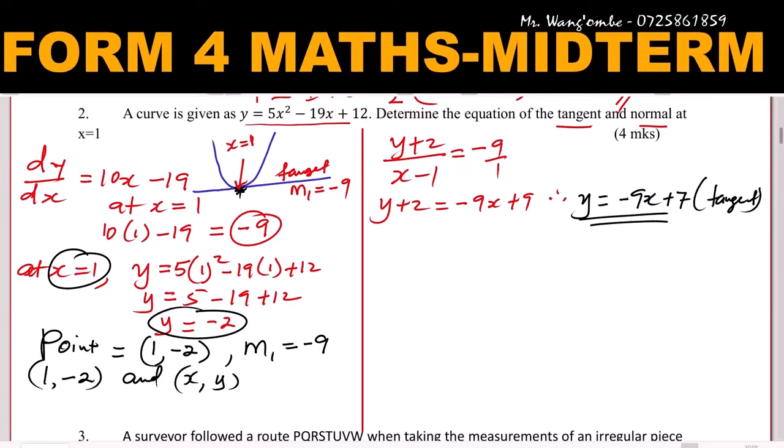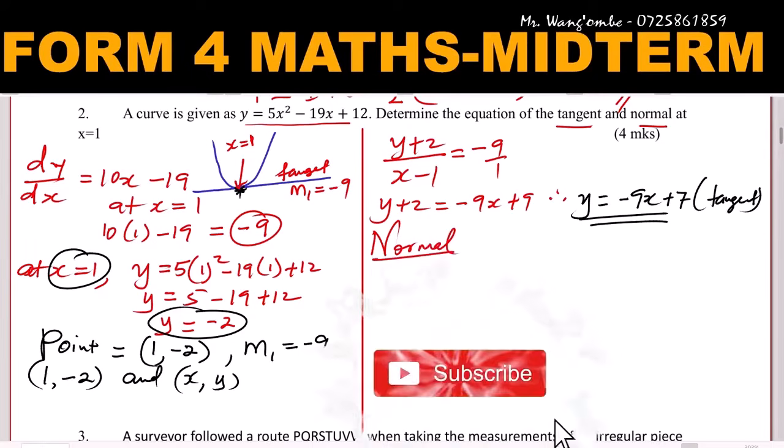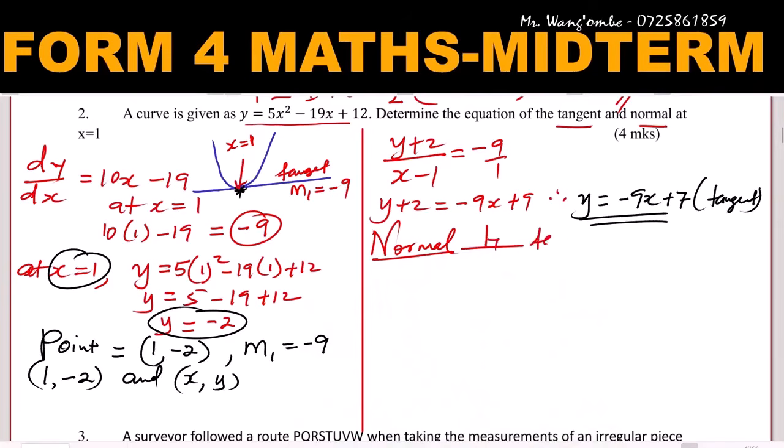Now let's go to the normal. The equation of the normal. So one thing you need to understand is that the normal is perpendicular to the tangent. And since we know the relationship between two lines that are perpendicular in terms of the gradient, that will help us to get the gradient. So if we have the gradient of the tangent as negative 9, what will be the gradient of the normal? It will be 1 divided by 9. Why?